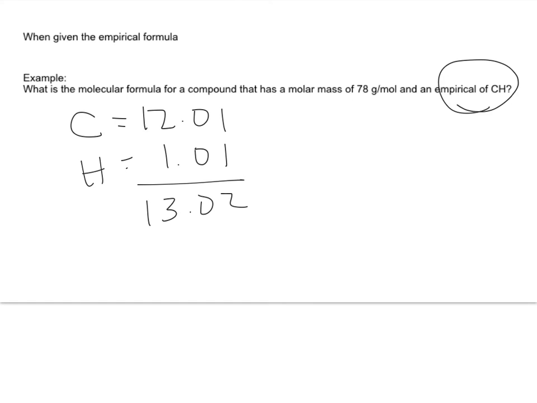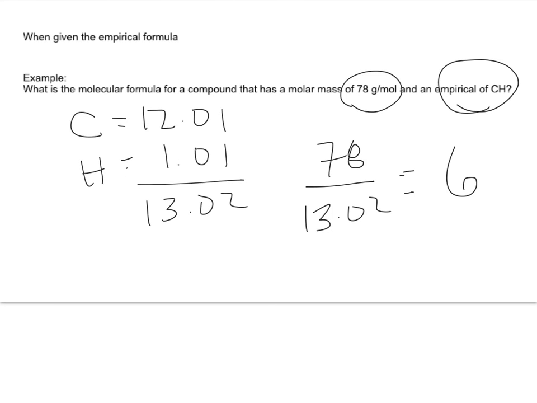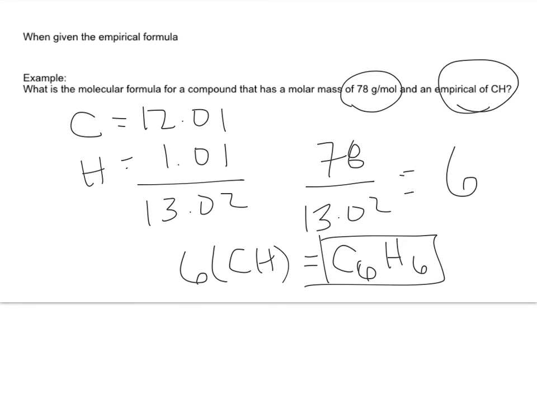and that gives us 13.02. Then we take the given molar mass, 78, and divide it by 13.02, and we get a number that is not exactly 6, but is pretty darn close to 6. So our multiplier would be 6, so we would have 6 times CH, which gives us C6H6 for your molecular formula. And that's all there is to it for these types of questions.